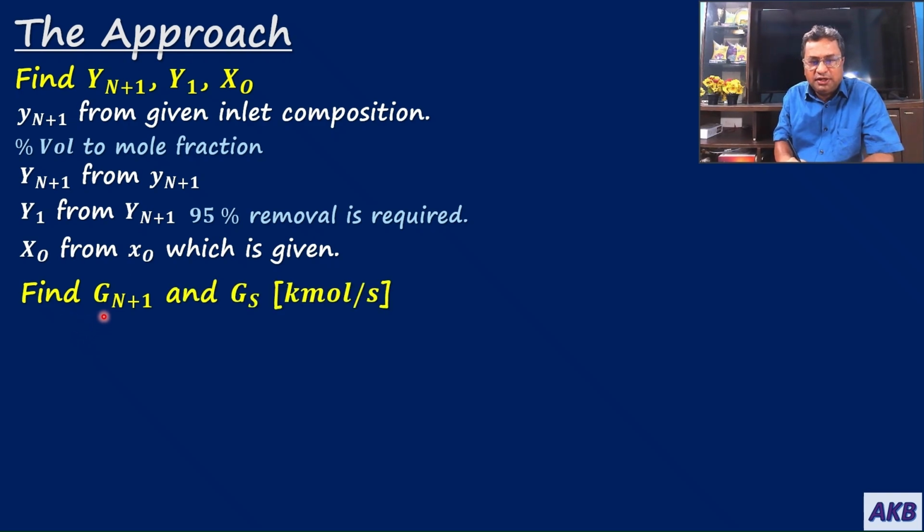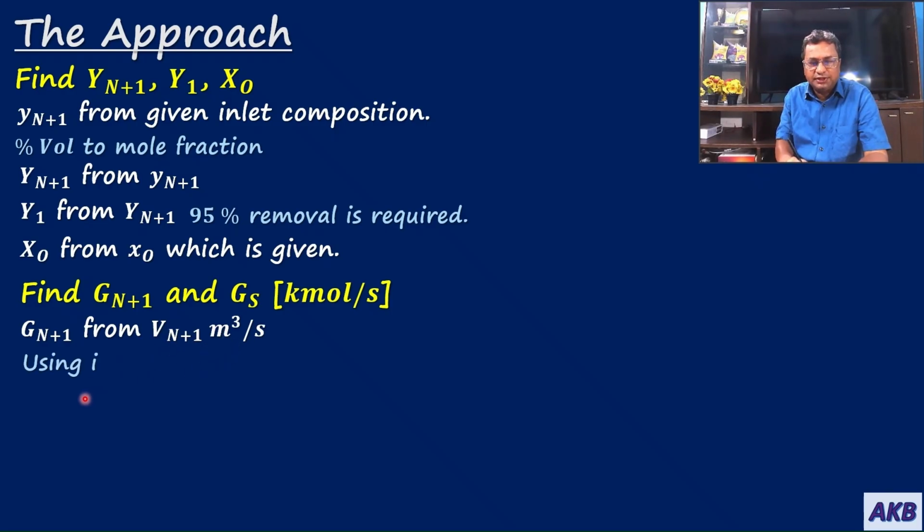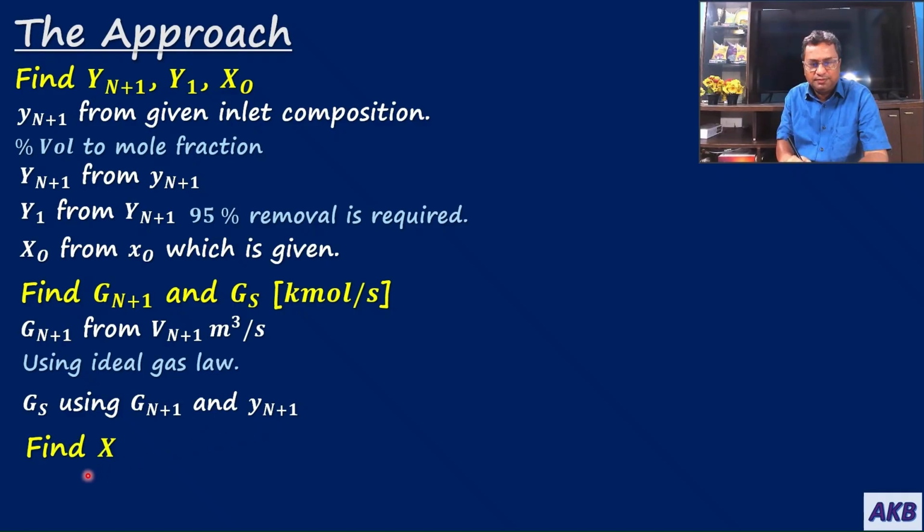Then we have to find out Gn plus 1 and Gs, because these are molar flow rates. So Gn plus 1 we are going to get from Vn plus 1, which is given to us, the volumetric flow rate, meter cube per second. And how are you going to do that? For that we will use ideal gas law. Then Gs we will find from Gn plus 1 and small yn plus 1.